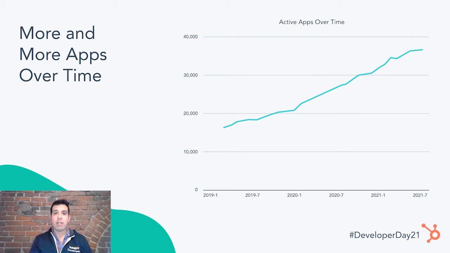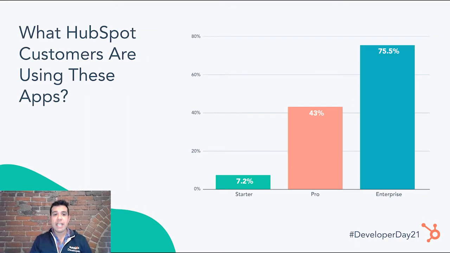First off, here's a graph of the growth of apps running on HubSpot over time. This is anything using OAuth or an API key, and you see some really steady growth over the last couple of years. This is super exciting. But what's even more exciting is when we dig into who's using these apps. We get some pretty interesting data, where you can see that as customers move up tiers, the higher a tier a HubSpot customer is, the more likely they are to be using some of these customizations.